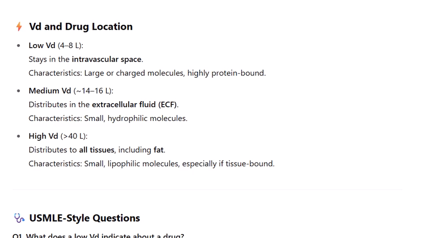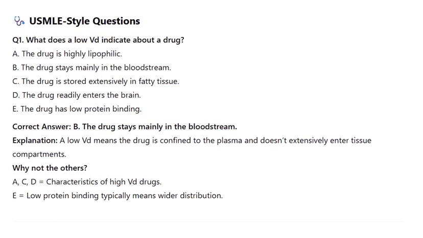USMLE style questions. Q1. What does a low VD indicate about a drug? A. The drug is highly lipophilic. B. The drug stays mainly in the bloodstream. C. The drug is stored extensively in fatty tissue. D. The drug readily enters the brain. E. The drug has low protein binding.